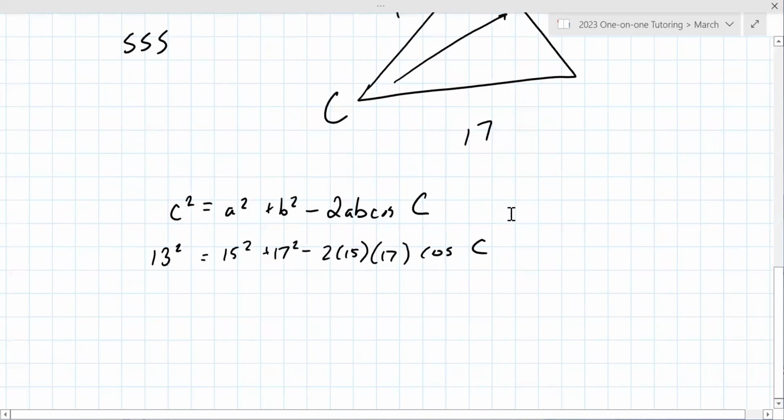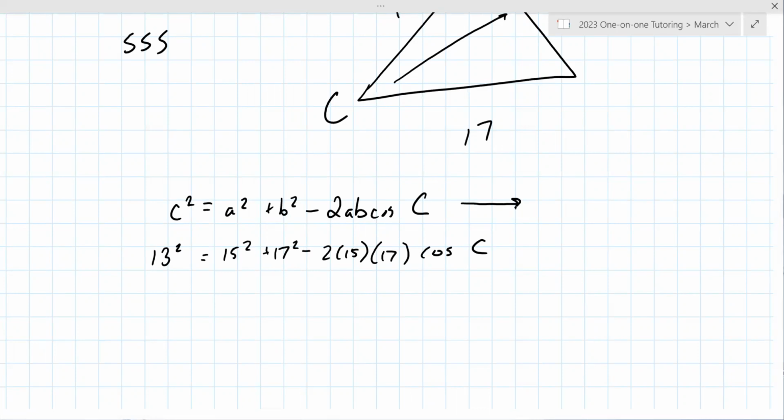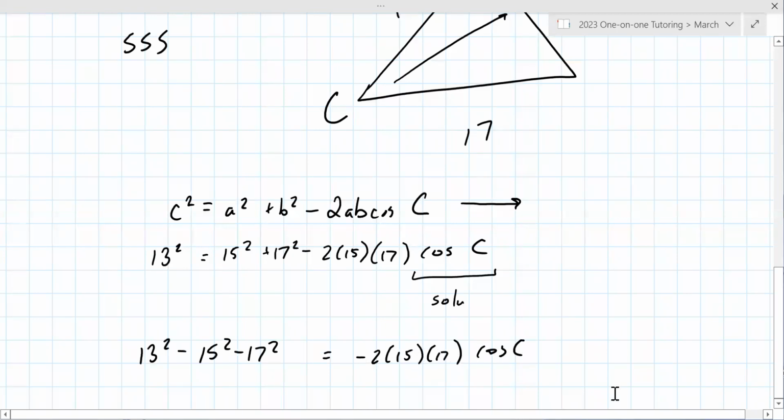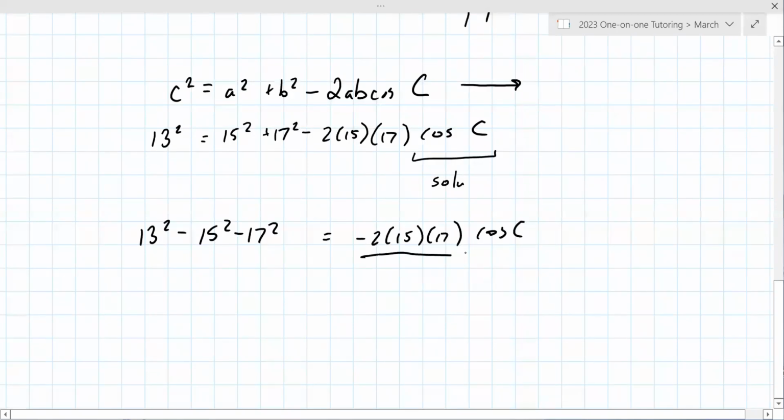What some books do is solve this for the angle. I don't have a strong opinion one way or the other whether it's better to use that or to just put the numbers in, move things around, and solve. Our goal is to solve for this. You move the 15 squared and the 17 squared left: 13 squared minus 15 squared minus 17 squared equals minus 2 times 15 times 17 cosine C. Now notice these are multiplying, so you can divide by it. You don't have to actually get the number. You can just leave it like this. Your calculator will do that for you.